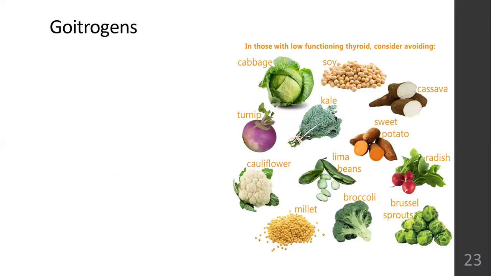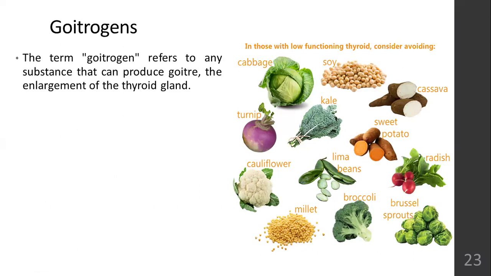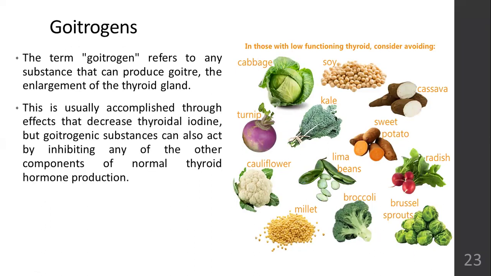The next nutrient is goitrogen. Goitrogen means goiter-causing food, goiter-causing substances. What is goiter? Enlargement of the thyroid gland is goiter. So the term goitrogen refers to any substance that can produce goiter, enlargement of the thyroid gland. This is usually accomplished through the effects of decreased thyroidal iodine. Either the goitrogen will combine with iodine in such a way that the thyroid gland will not be able to absorb iodine, so goitrogen comes in between the absorption of iodine by the thyroid gland. That is one way.